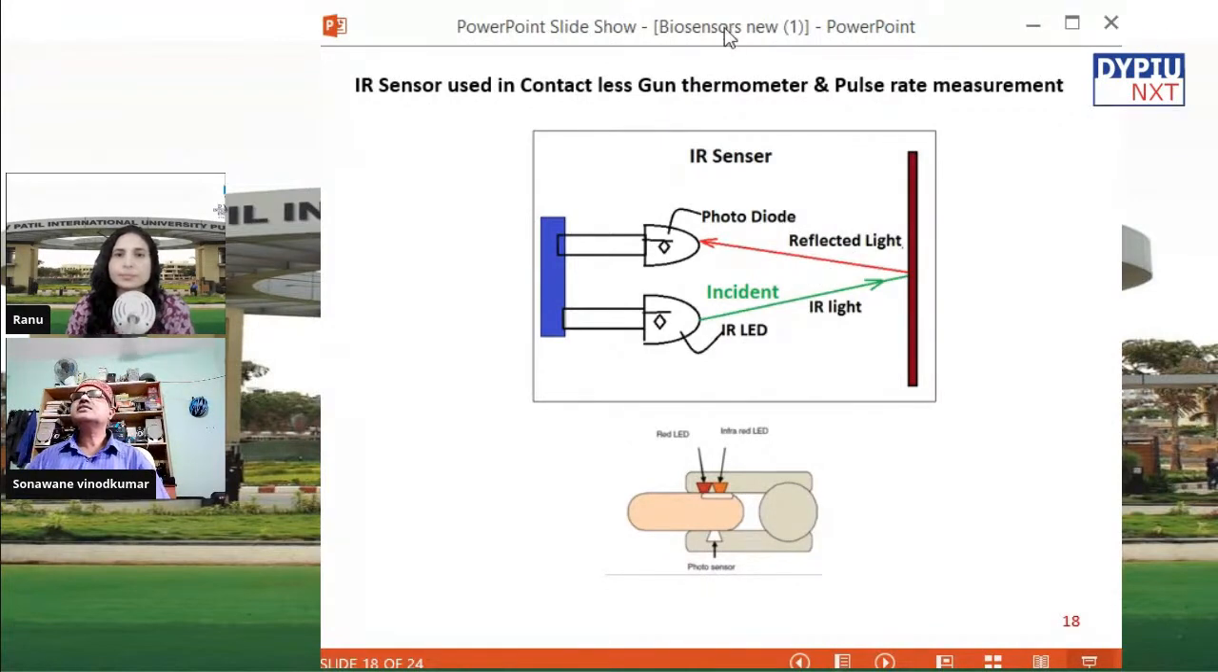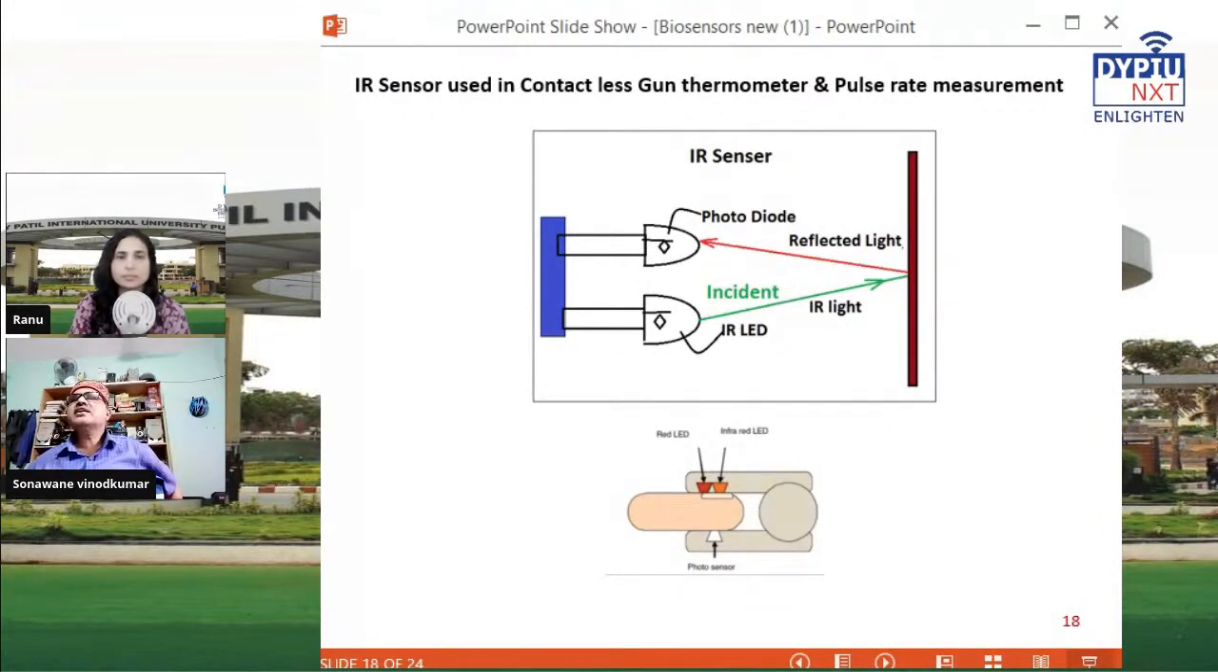Okay, here it is an infrared sensor. An infrared sensor is again a very small miniaturized device, where there are two components. Basically, one will be an infrared light emitting diode, and the other will be a receiver, like say a photodiode.